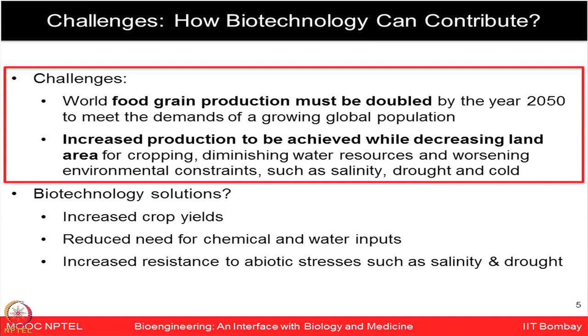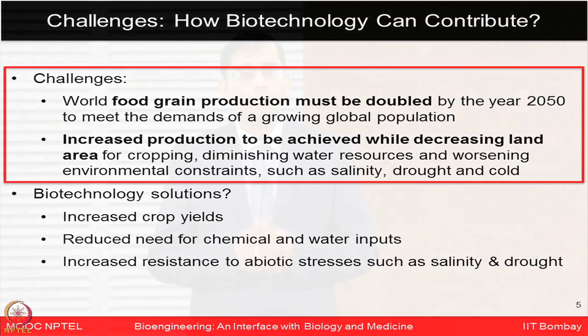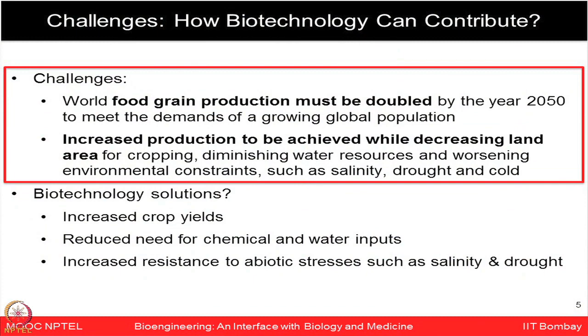The world food grain production must be doubled by the year 2050, because we have to meet the demand for the growing global population. And we have to increase the food production on the limited land area which is available to us. On one hand, the water resources are getting diminished, and a lot of lands are getting affected because of salinity, drought, cold, and many stresses. And on the same small area which is available for food crop production, we have to increase the crop productivity.